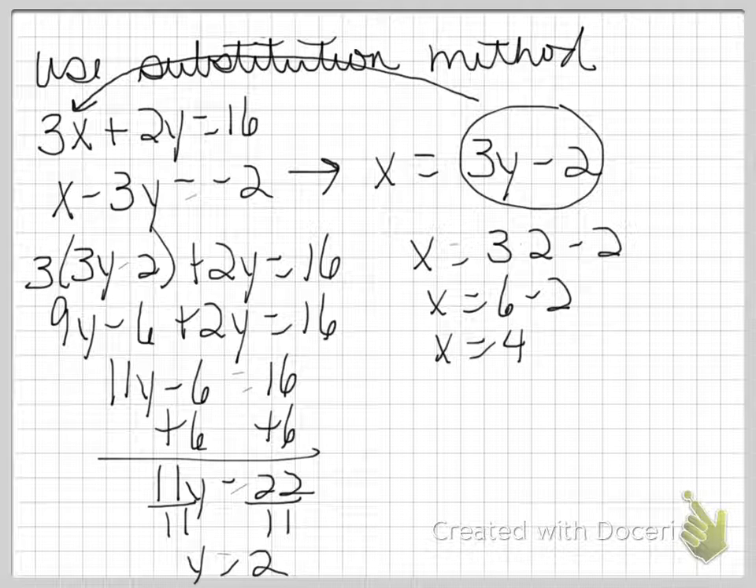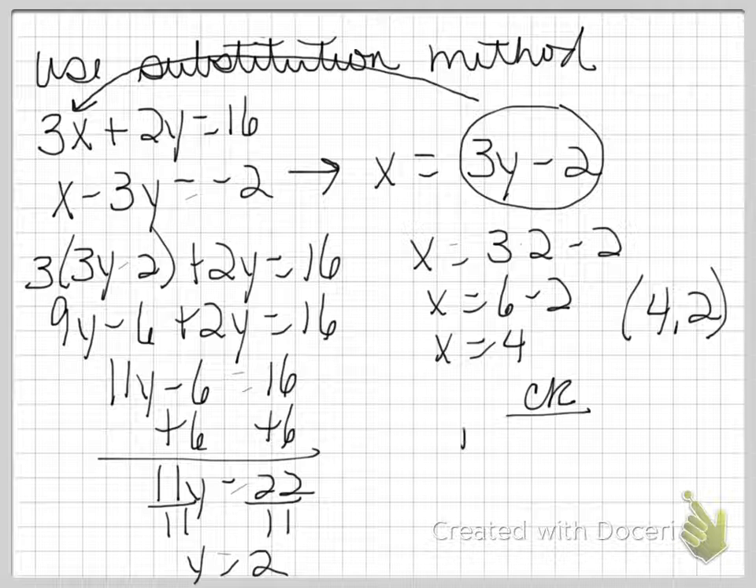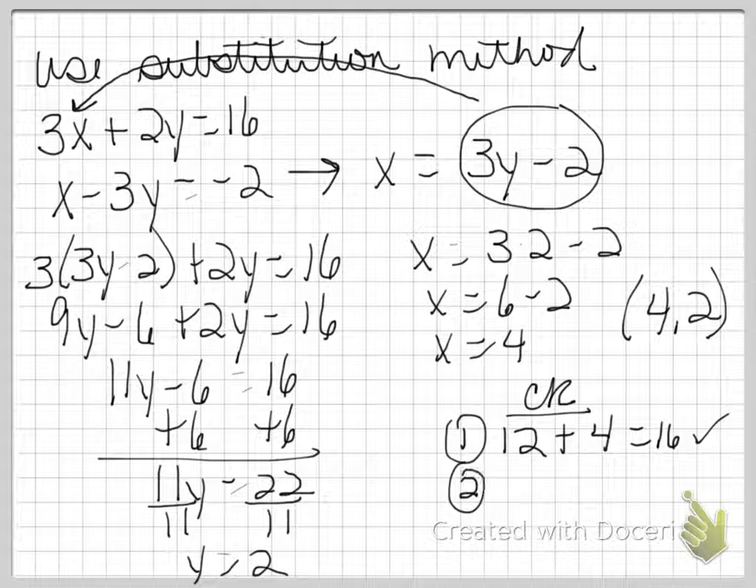Now, to check, we need to plug the ordered pair 4, 2 in. So the very first equation, 3 times 4 is 12, plus 2 times 2 is 4, and 12 plus 4 is equal to 16, and that plugs into the first equation. The second equation, x is 4, minus 3 times y is 6, is equal to negative 2. And 4 minus 6 is equal to negative 2, so that also checks.